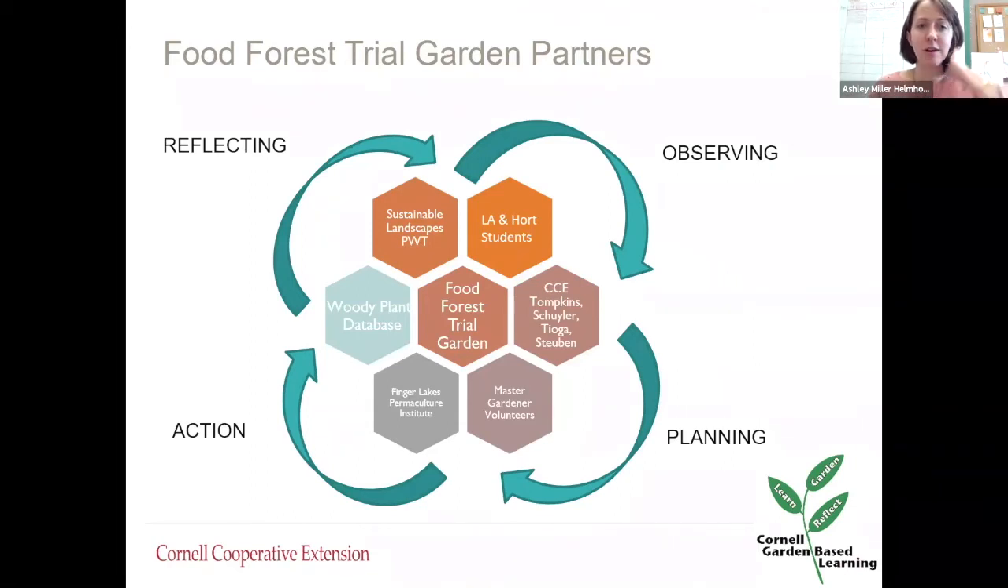But the Food Forest Trail Garden Partners, as we talked about at the beginning, the partners helping out in this initial first year phase of assessing are the Sustainable Landscapes PWT and some new student hires with landscape architecture and horticulture background. We're working with key counties that have experts in this area, CCE Tompkins and Schuyler and Tioga and Steuben. We're hoping to then plan and engage them along with Master Gardener volunteers in an implementation workshop of a food forest trail garden site. And like I said, evaluate the education and learning that happens as a result of this that can then feed back to the horticulture section.